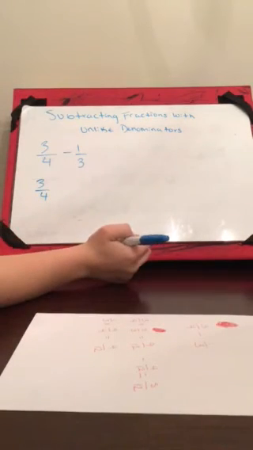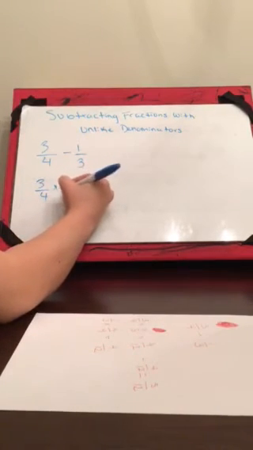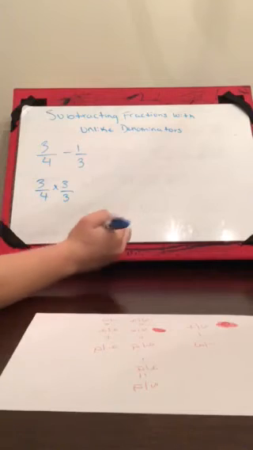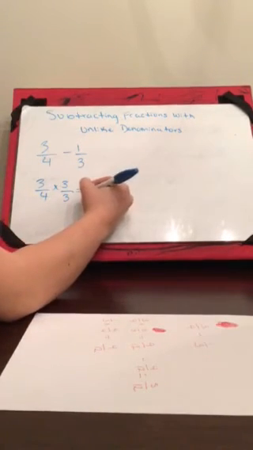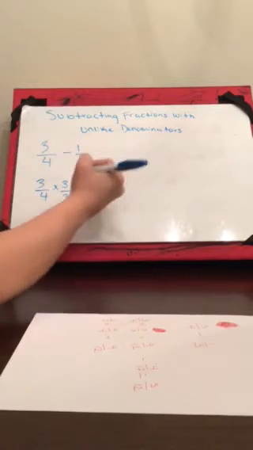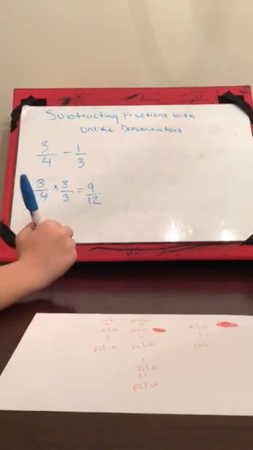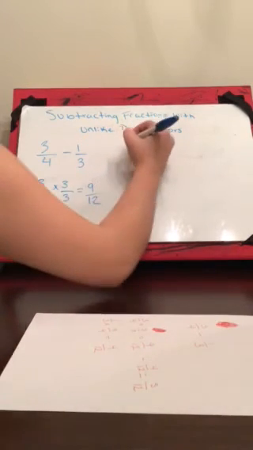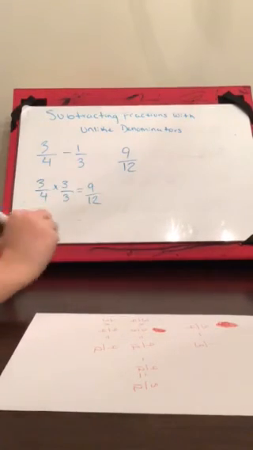So I'm going to use the identity property and multiply 3/4 times 3/3. And when I do that, 3 times 3 is 9, 4 times 3 is 12, and I get 9/12. Okay, so I'm going to write 9/12 up there for 3/4, because that's an equivalent fraction.